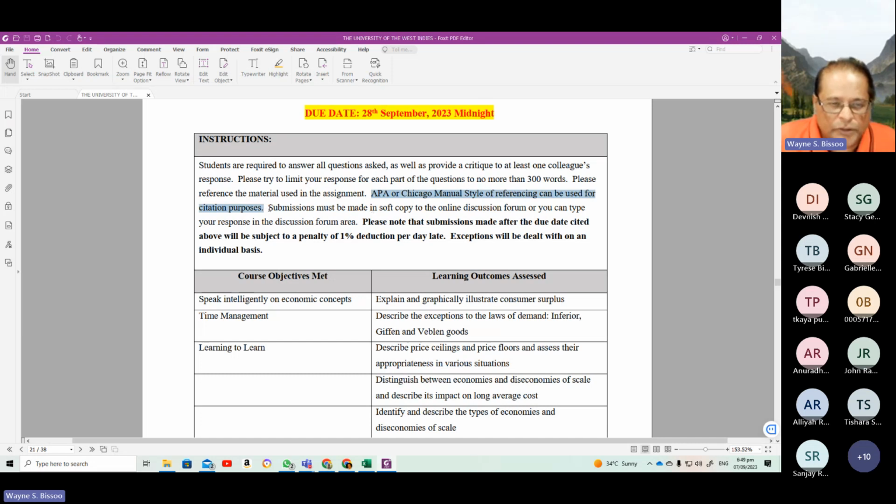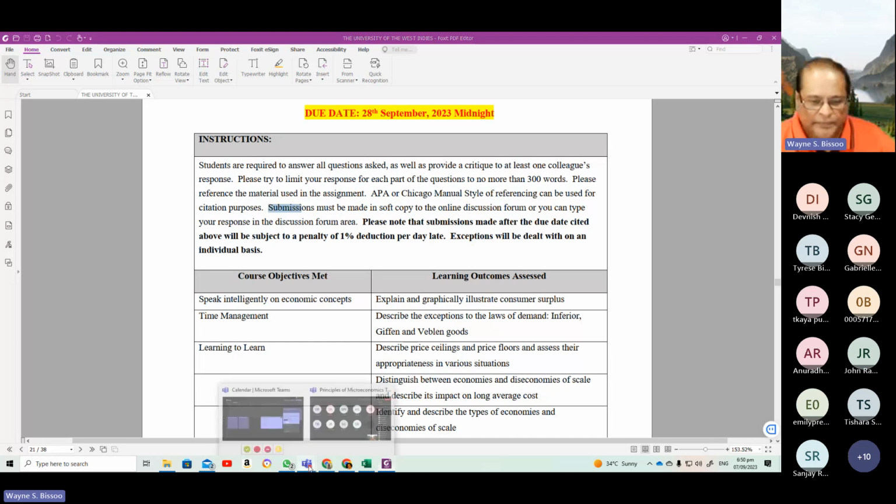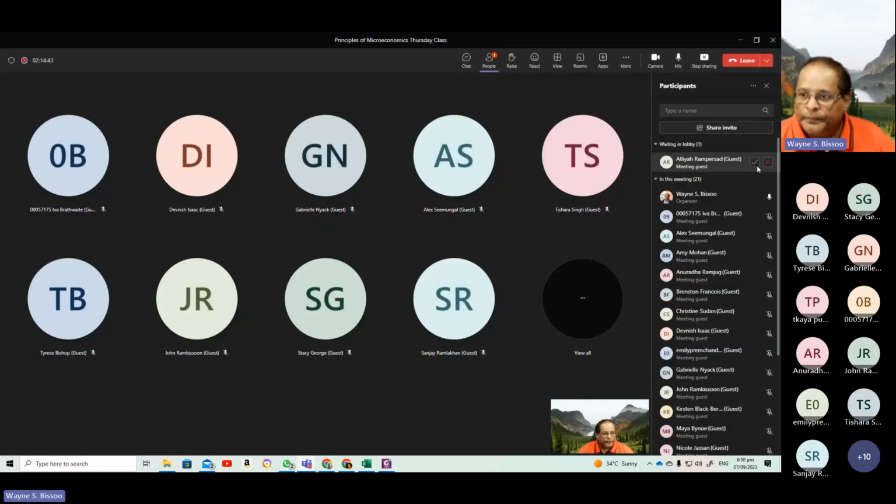So basically, I would recommend you type up your response and then copy and paste it into the forum discussion, or you can upload a Word document or PDF document into the forum discussion where people are. So basically you have to put in your own response to the question, and then you have to comment critically on Leah Rampasad's.